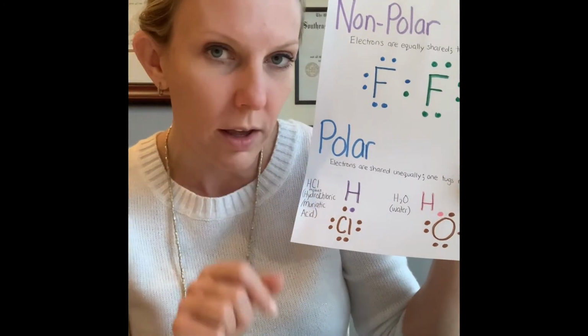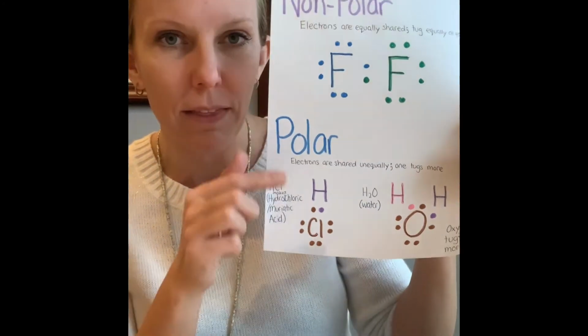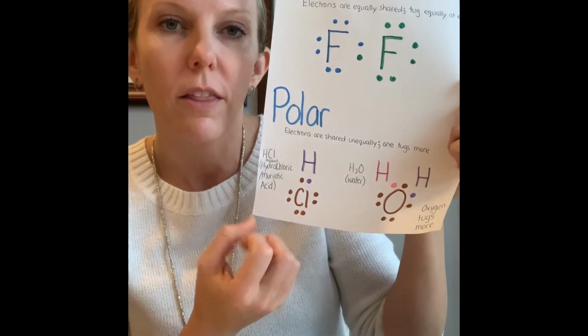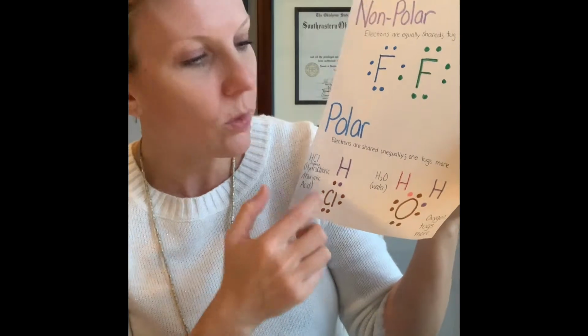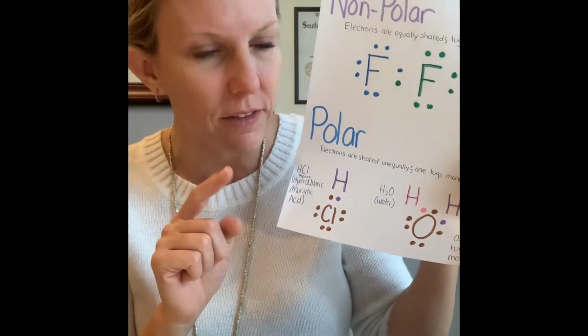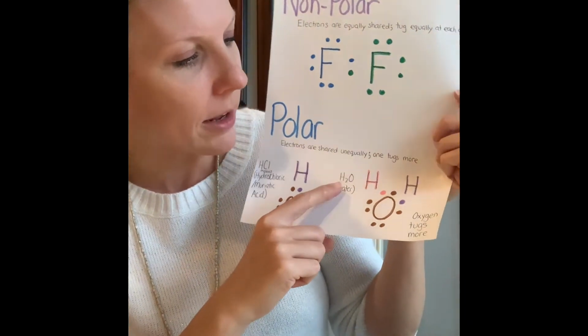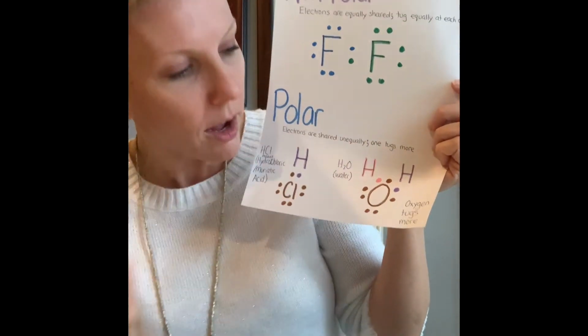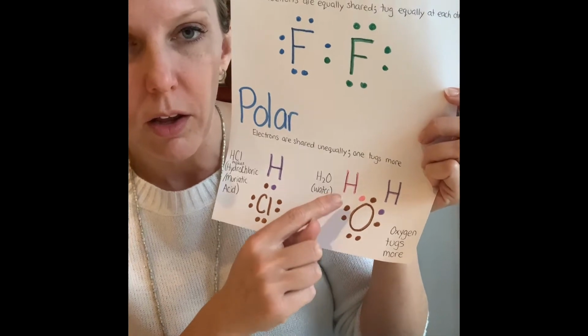Hydrogen has 1. And so when they bond, the chlorine has a greater pull than the hydrogen does. So it's polarized. It kind of causes a charge in the same way that the ionic causes a charge, but these are bonded differently than an ionic. Okay, how about H2O? It's a polar covalent bond because the oxygen tugs more than the hydrogen.